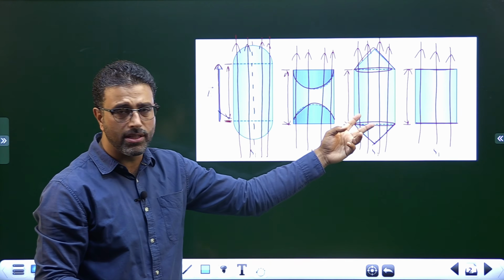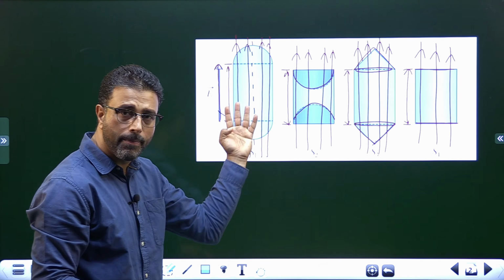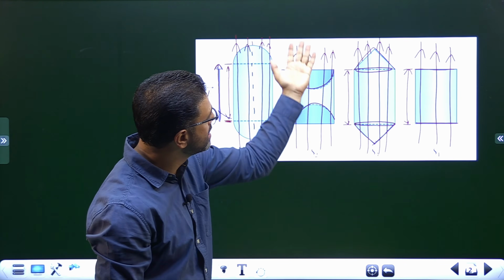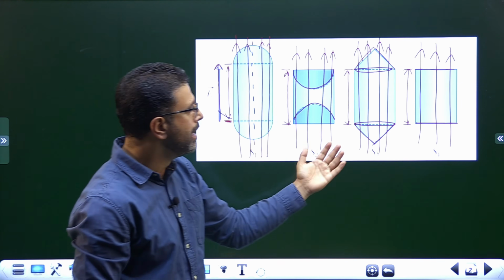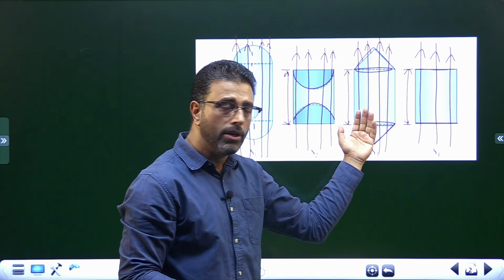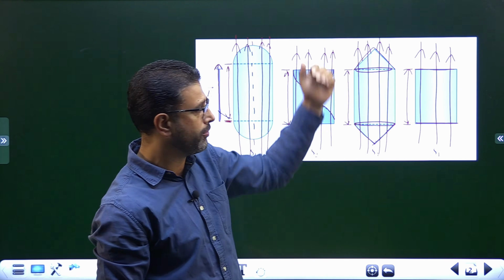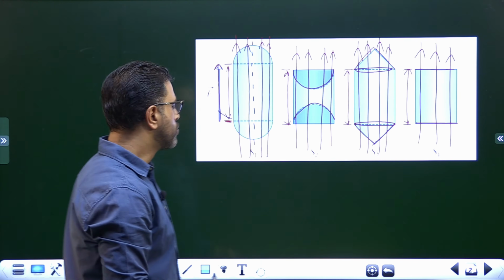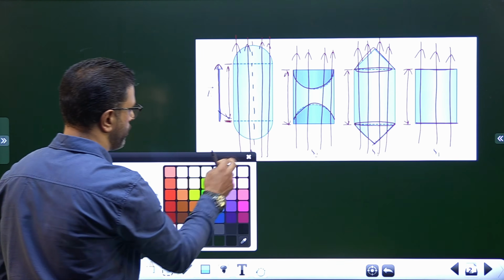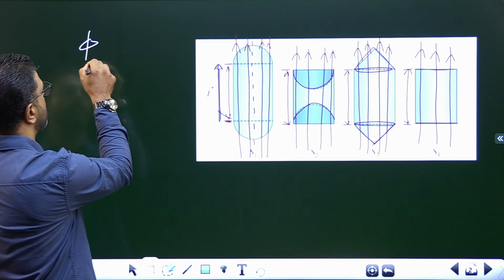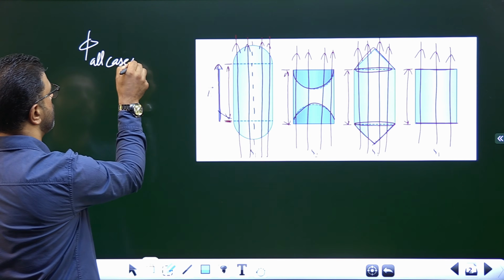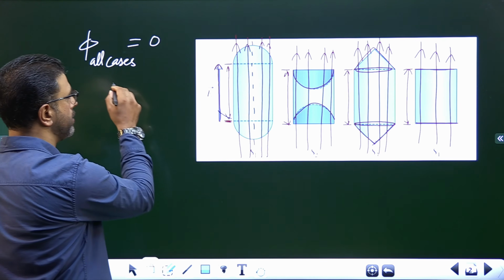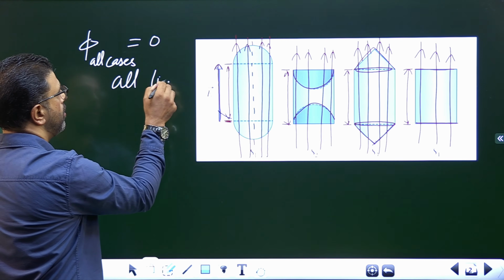Or you can visualize it this way. The number of field lines going in is the same as the number of field lines coming out from the top. The same is the case here. The number of lines going in is the same as the number of lines coming out. So flux in all the cases is 0. If we have to rank them according to the flux through them, they all tie.